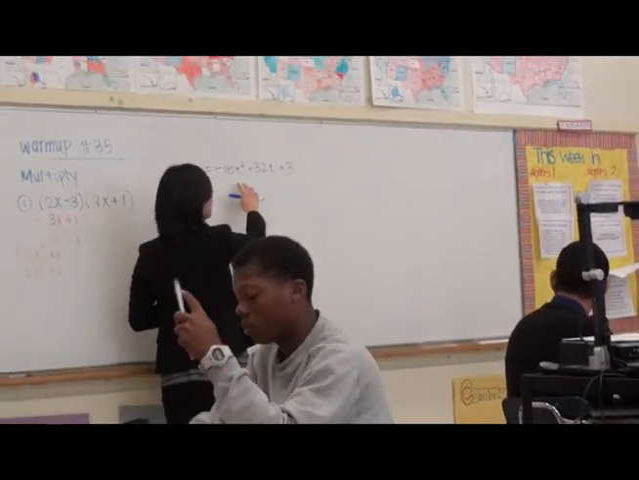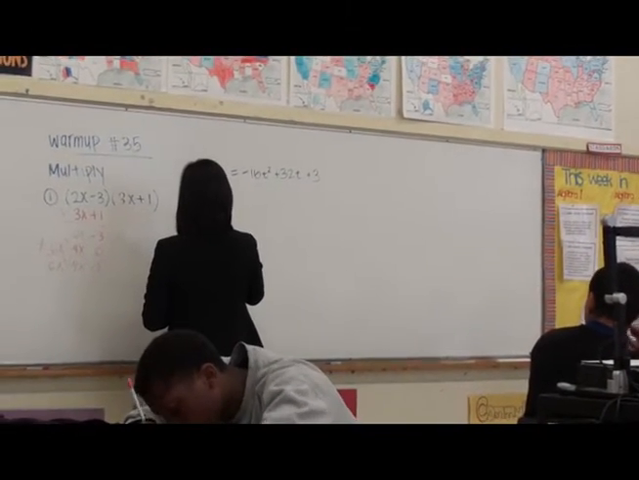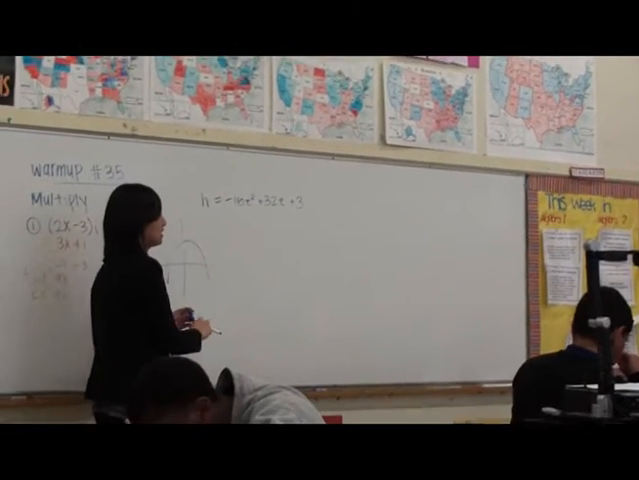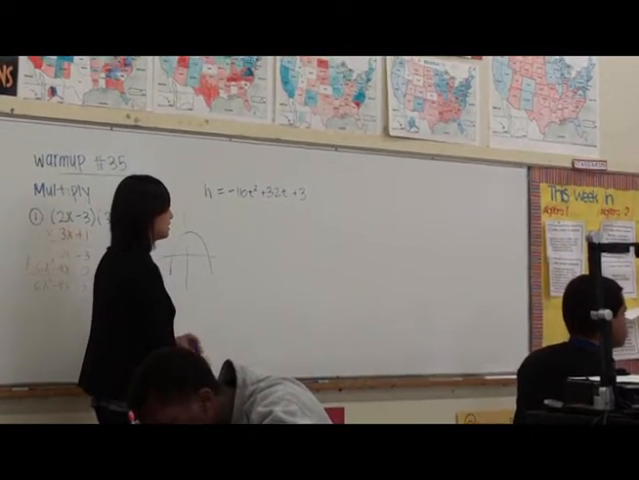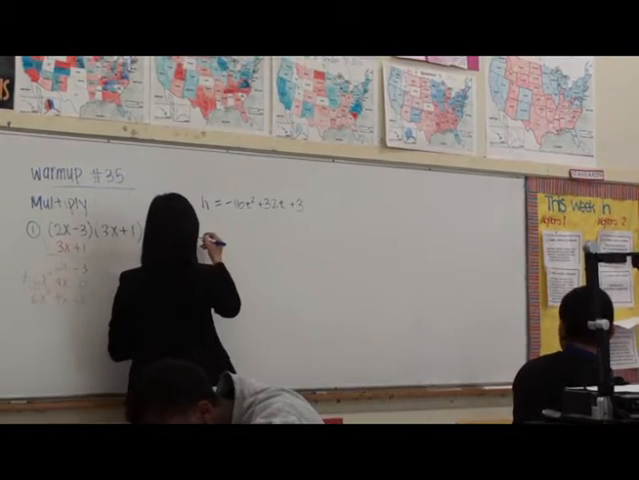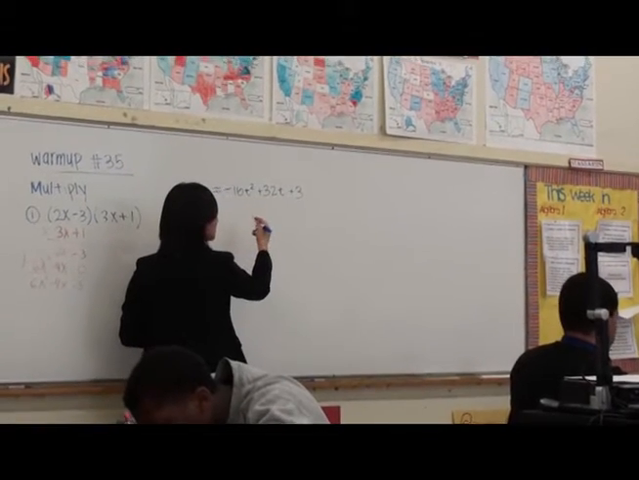So this is a parabola, right? So it looks something like that. So how would you find the maximum point? By finding the line of symmetry and the vertex. Yeah, so I find the vertex, right? So how do you find the vertex? What's the first step?